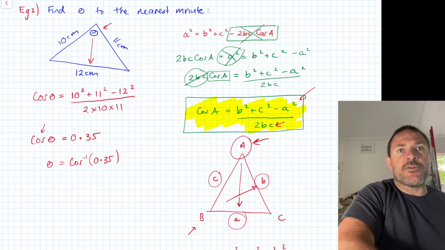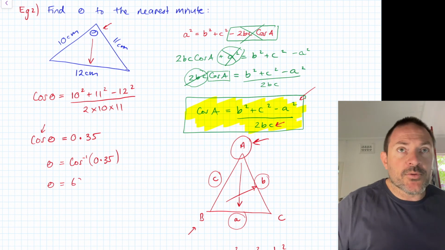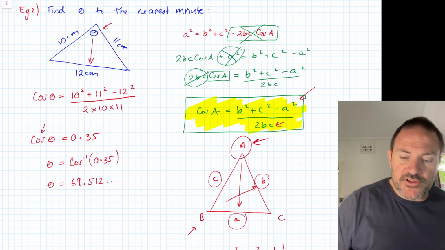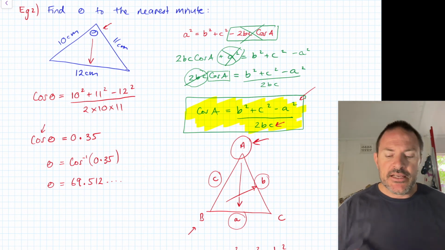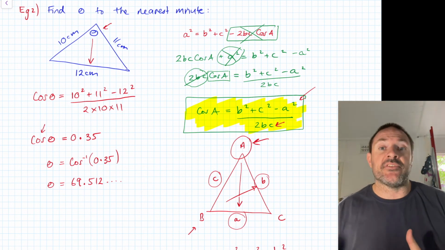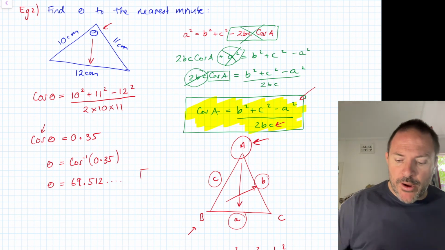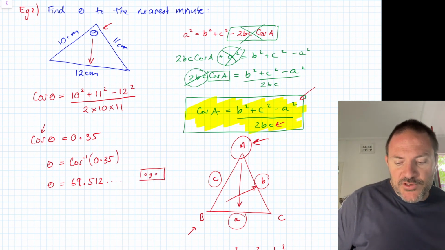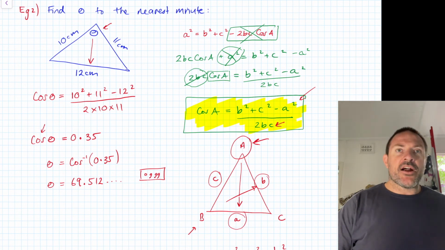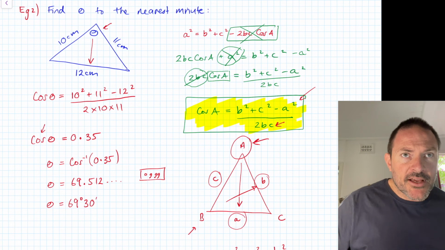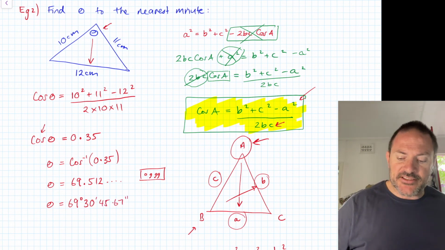I'm going to press equals, and we get theta equals 69.512... Now it says to the nearest minute. So to the nearest degree, this would be 70, right? Because it's the nearest whole number. But I'm going to press my bubble button. Remember my bubble button from previous questions looks like this. I'm going to press it, and it says theta equals 69 degrees, 30 minutes, and 45.67 seconds.